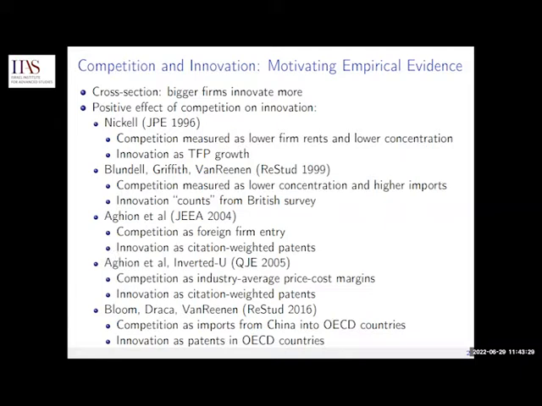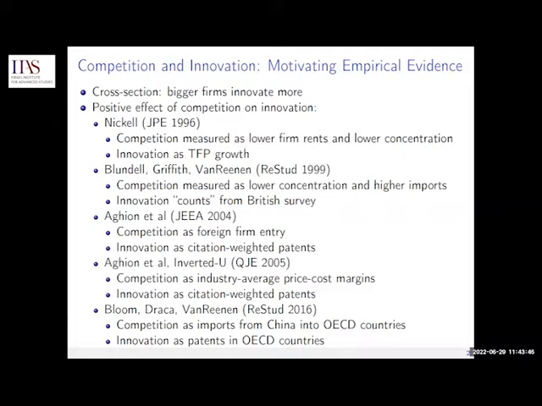I'll talk more about the inverted U one to show you the mechanics of the model, with the wrinkles that were in their paper.